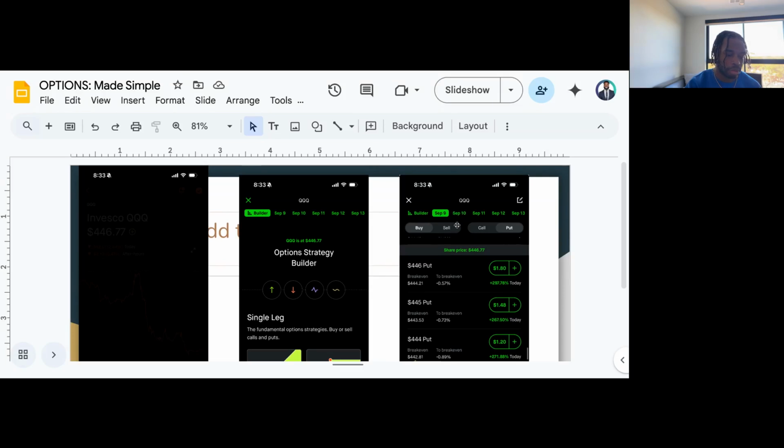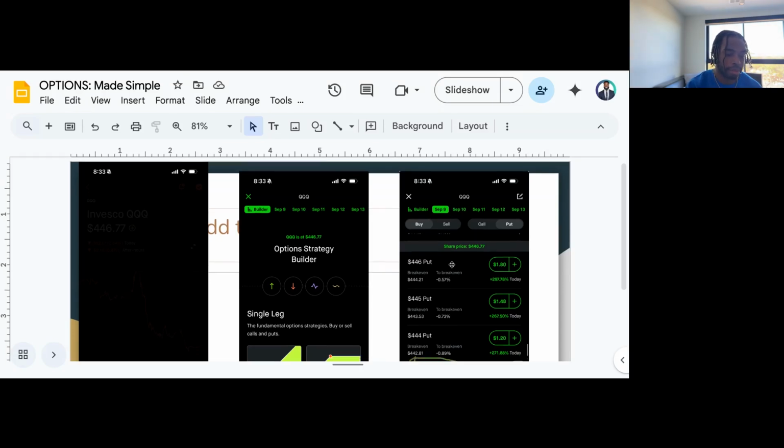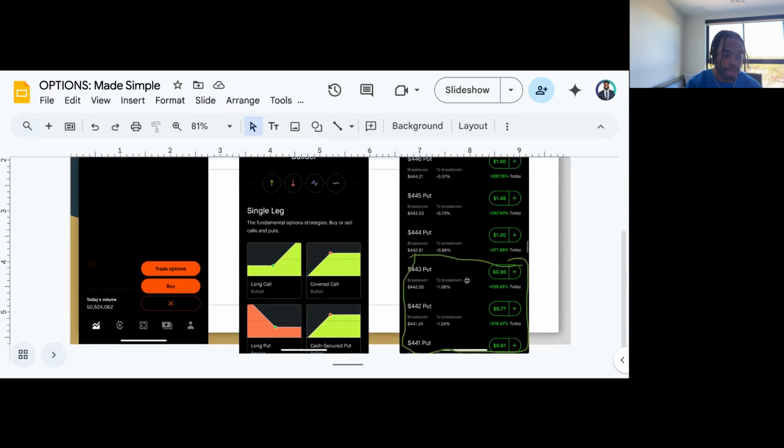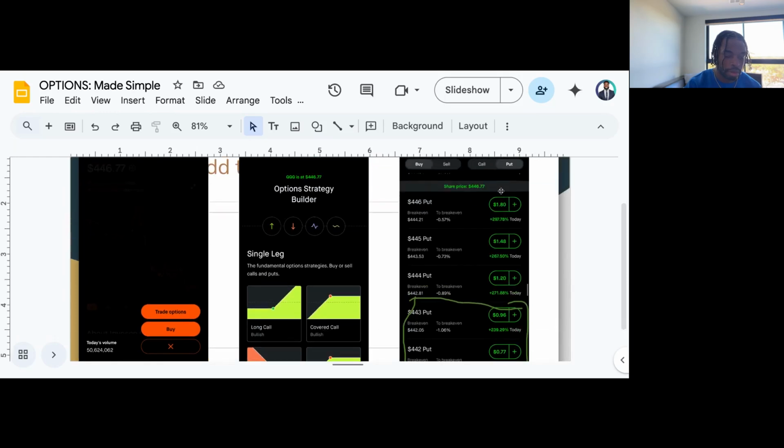I'm going to probably just do a day trade. So I'm going to do a 0 day to expiration. If it's September 9th, I'm going to click on September 9th. And then I'm looking at puts. I'm going to click puts. I'm going to buy puts. Okay, so it says currently the price of QQQ is 446.77.